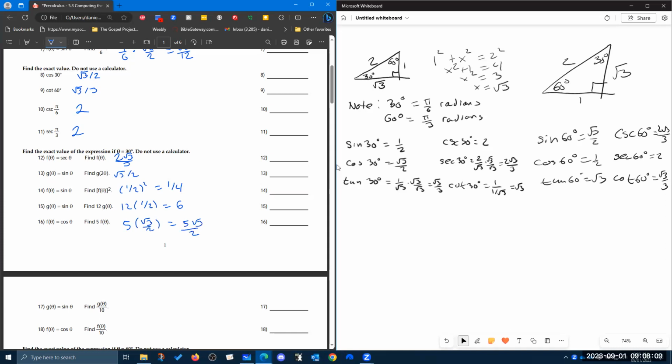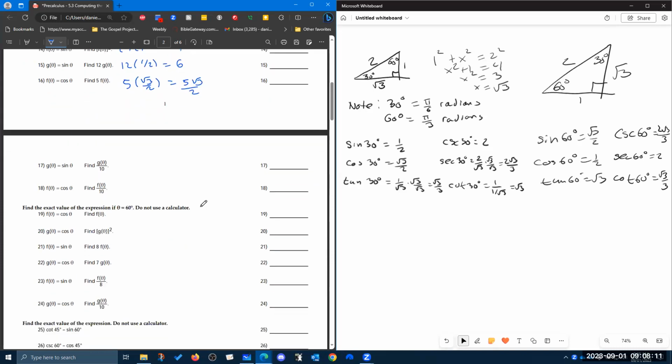It's going to be 5√3/2. Let's find the sine of 30 degrees divided by 10. So 1/10 of 1/2 is going to be 1/20th. And now let's find 1/10 of the cosine of 30 degrees. That's going to be √3/20.